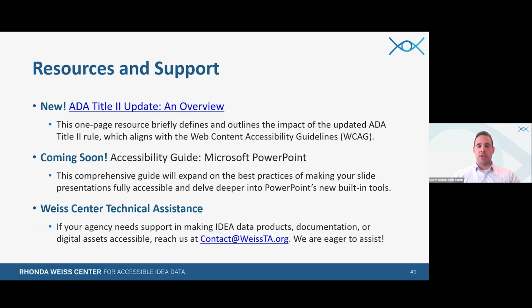Just about our final slide, I wanted to share some resources and available support. So we have a new ADA Title II update and overview. This is a one-page document that defines and outlines the impact of these ADA updates. And my colleague Emily Deaver has also shared some links in chat regarding cognitive load. We have another resource on that as well that just went up. And soon we will have an accessibility guide for Microsoft PowerPoint. This will be a comprehensive guide that includes information you saw in this presentation, as well as much, much more.